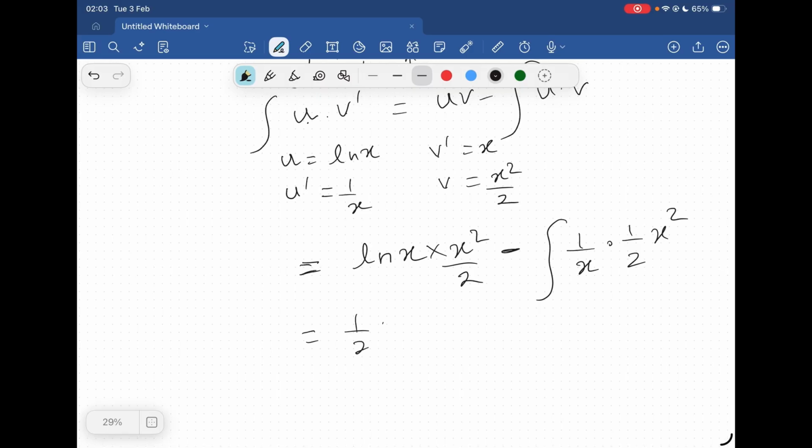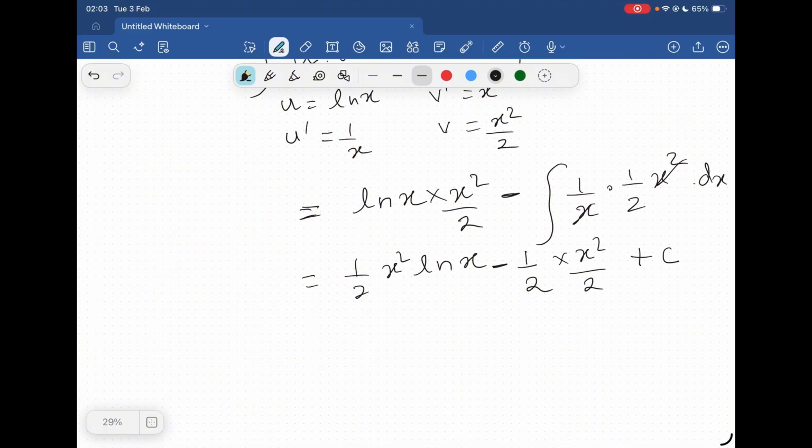It's going to be half x squared ln x, and you can bring this half out. The x cancels, you just have x and dx. Integration of x is simply x squared by 2. Never forget the constant, it's very important. So now just simplify: half x squared ln x minus 1/4 x squared plus c. That's simple. So this is very simple and very interesting. These questions are so fun, integration by parts.